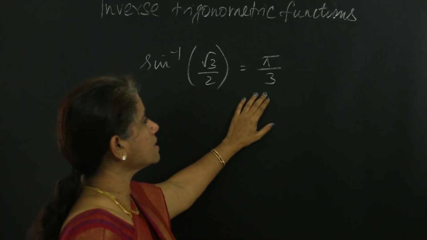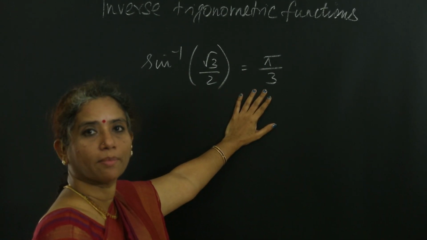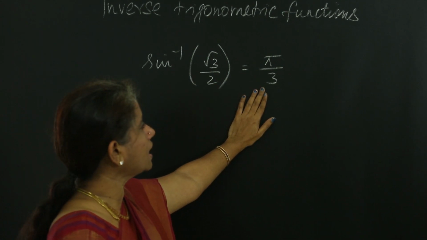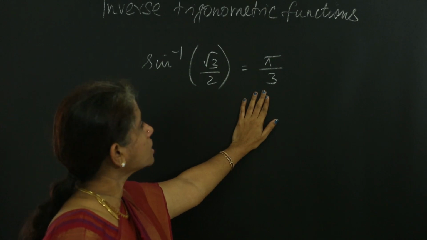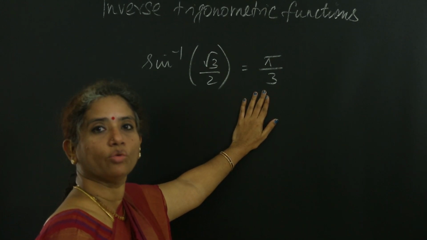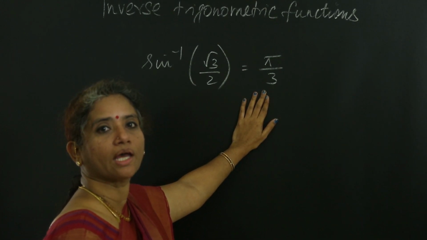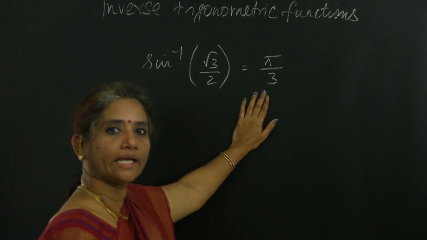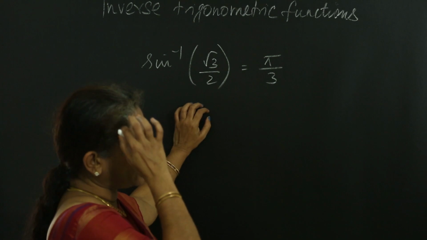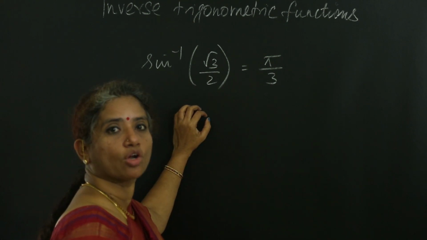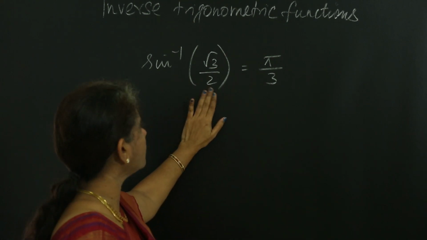And once you write the answer, please check that it lies between minus pi by 2 and pi by 2. So, does it lie? This is 60, it lies between minus 90 and plus 90. Actually, you will not get any problem when you are doing positive numbers. You must be careful only when you do negative numbers. So, let me concentrate on all the negative numbers, for all the 6 trigonometric functions with negative values here.